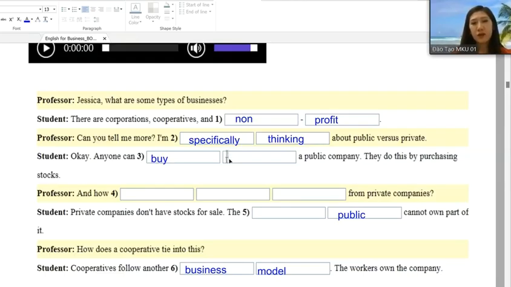The answer for this exercise. So I can buy into the public company. I will give you the answer because we cannot listen to it now. So how are the differences, and this means the general public. And I'll copy the answer into your book, please.